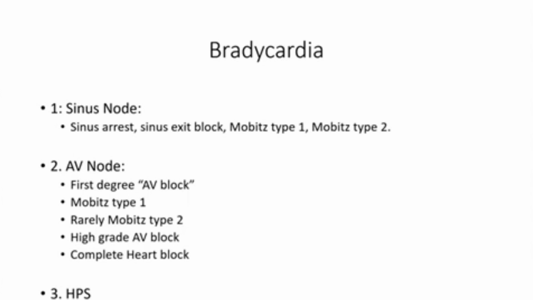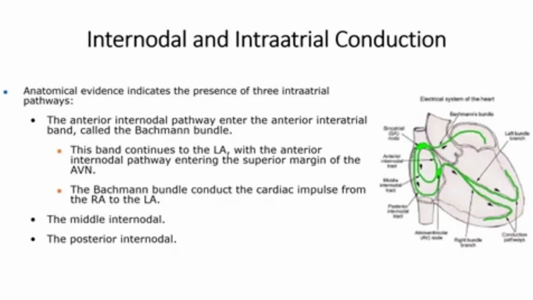But for the second, the AV node, there is that first degree that we're all familiar with, and many people are familiar that some of our EP giants, Dr. Josephson and others, did not like the term AV block because there is a conduction, so they want to call it AV delay. That's why I put it in parentheses for the AV block. And there is Mobitz type 1, rarely Mobitz type 2. It can be in the AV node, and that's an important pattern to recognize. And high-grade AV block and a complete heart block. And number three, for His-Purkinje, it could be intra-Hisian or infra-Hisian. Intra-Hisian is the less common type.